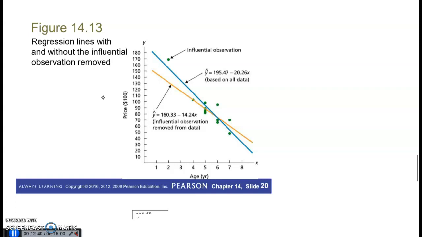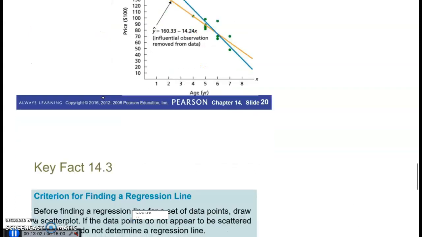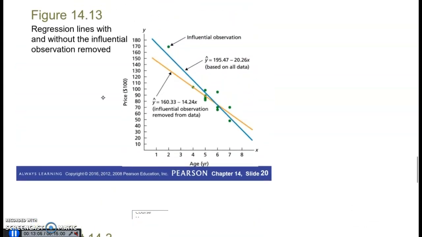Now, how do you know if a data point, which seems a little far off from all the others, is an influential observation? Well, if you remove that data point and it significantly changes your regression line, like it does here, then it is an influential observation. And researchers can choose to remove those because they feel they get a more accurate regression line if that is removed.